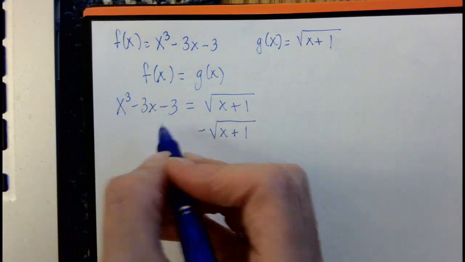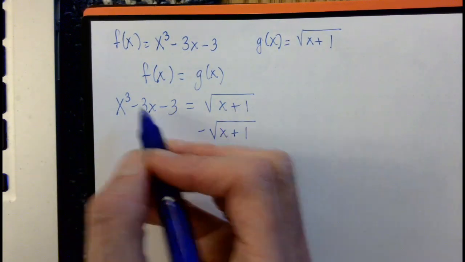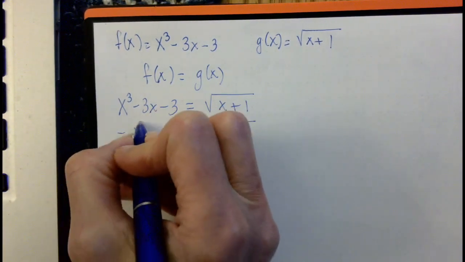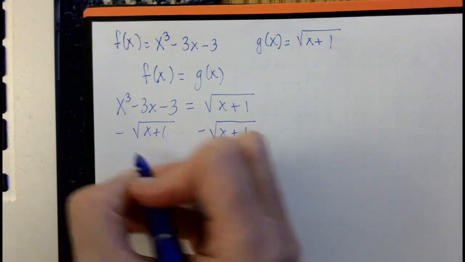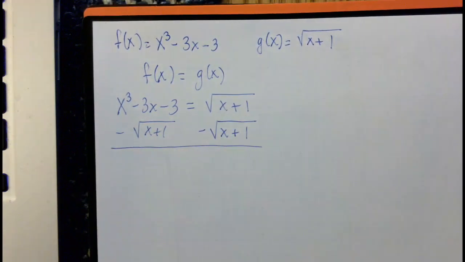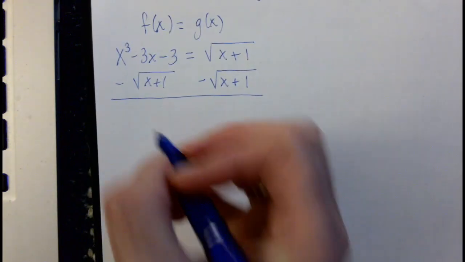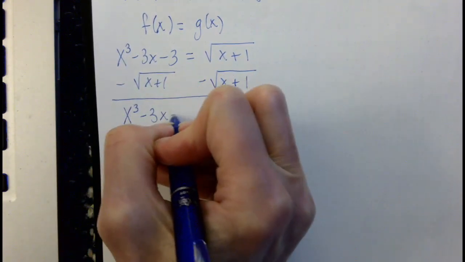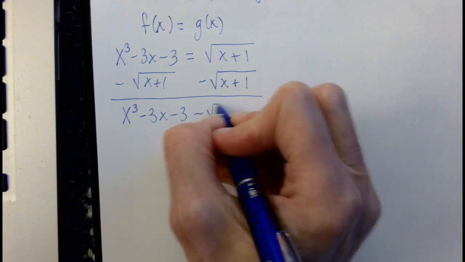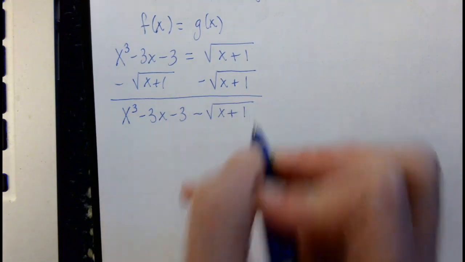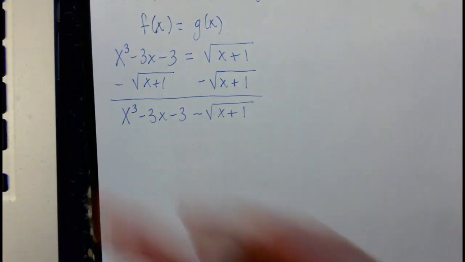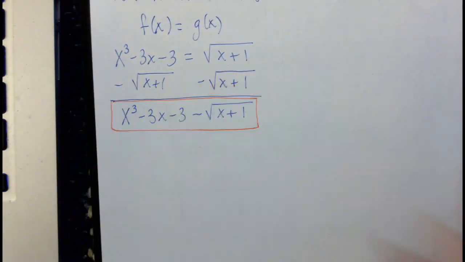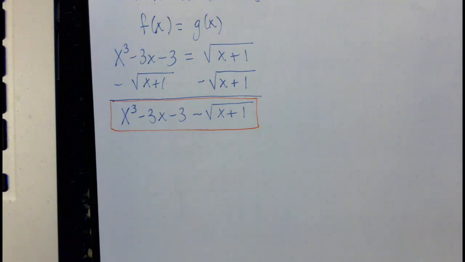It doesn't matter. You could move what's on the right over to the left, or what's on the left over to the right. It's not going to make any difference in terms of solving this problem for 3 iterations. You get x cubed minus 3x minus 3 minus the square root of x plus 1. And I'm going to outline that in red because that's what I'm always going to be referring back to.